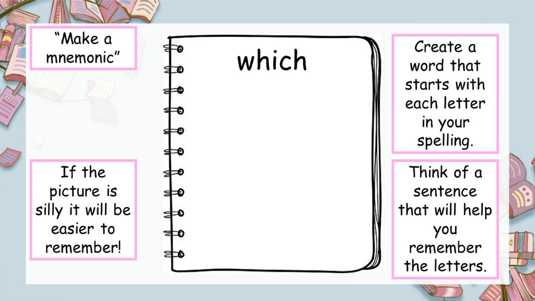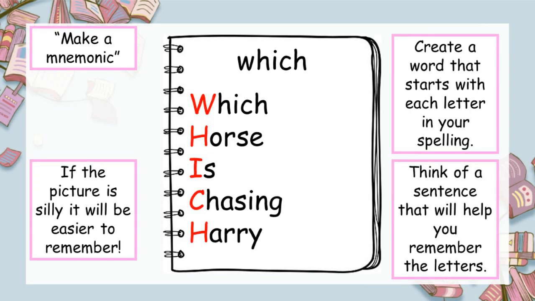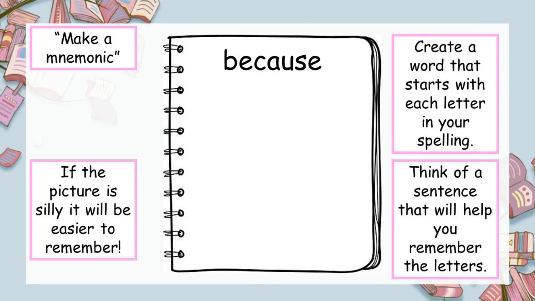How did you get on? Could you think of a mnemonic that was easy to remember? Here's what I went for. Which horse is chasing Harry? So when I need to spell the word which, I think of this little sentence to help me. Let's try another one. The word is because, one of the most commonly misspelt words in some people's writing. So again, follow the 3 steps and see if you can make a mnemonic for the word because. Pause the video and give it a try.